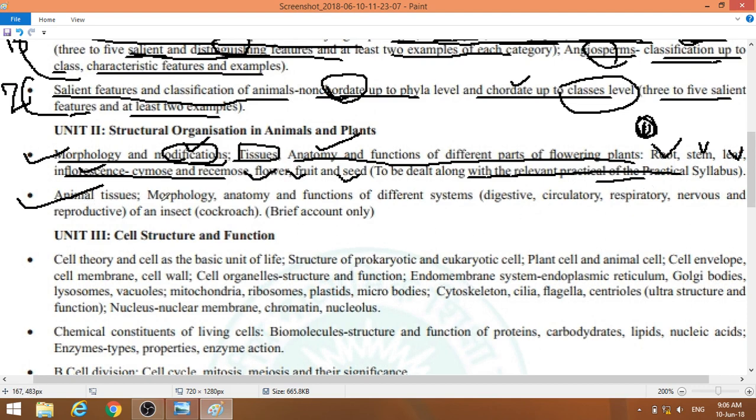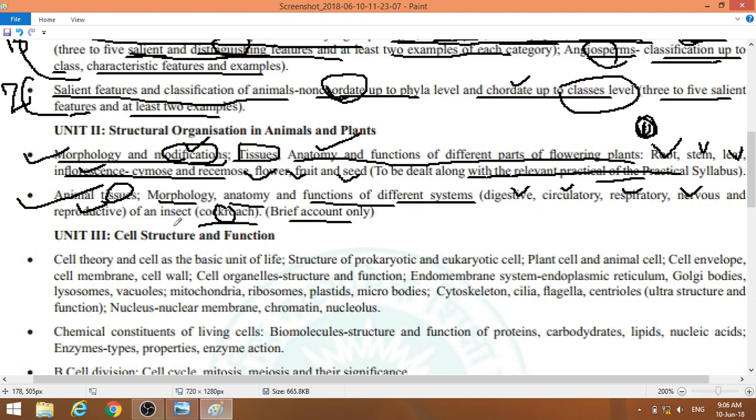In zoology, you have to study animal tissues first. You have to study the epithelial tissues, connective tissues, and others, nervous tissue, the tissues of neurons. Then you have to study the morphology, anatomy, and functions of different systems, that is digestive, circulatory, respiratory, nervous, and reproductive system of cockroach. Here the specific example is given. It's a brief account only.